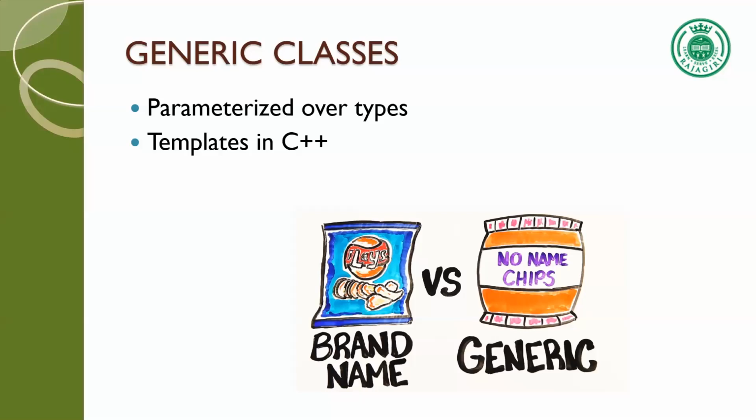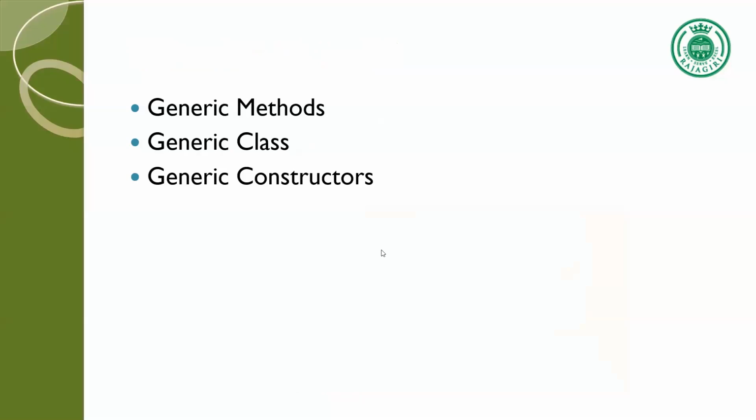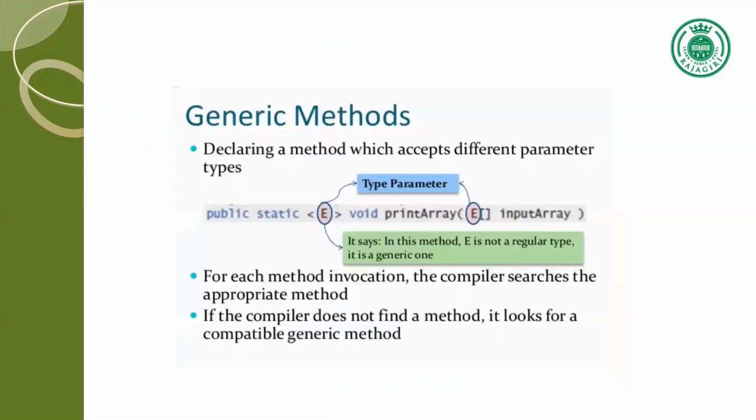Now, when we talk about data genericity or generics in Java, we will have to learn three things: generic methods, generic class, and generic constructors. Generic methods: you will be declaring a method which can accept any parameter type. Now, this is how you write the syntax. Please have it down.